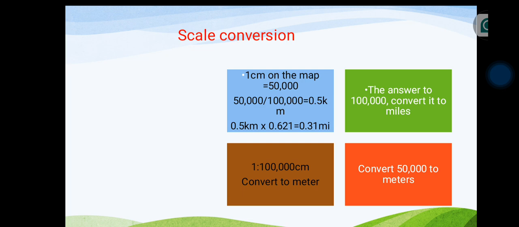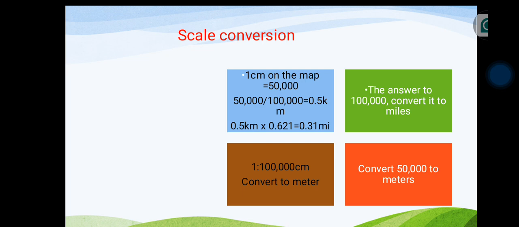Now, if you are converting the kilometer to miles, you multiply by 0.621. Then you have 0.31 miles.